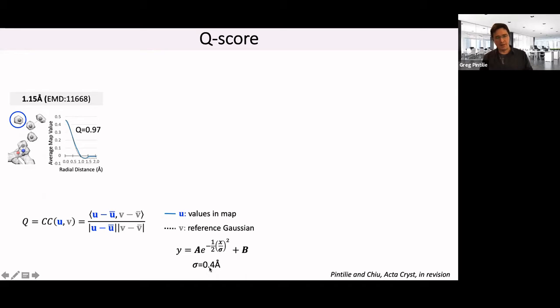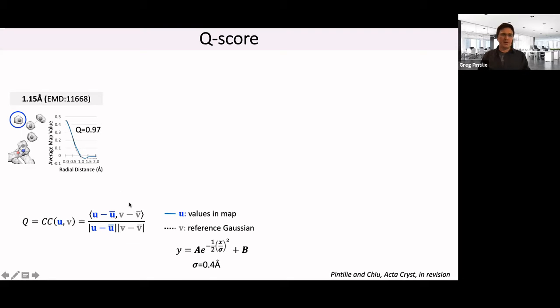So originally the sigma was set to 0.6, but what tends to happen is if you're correlating a wider peak to a sharper peak, then you get a lower score. So we have to adjust it basically to the highest resolution maps that we have. So sigma of 0.4 basically looks a lot like these atomic map profiles that we see in these highest resolution maps that we have to date.